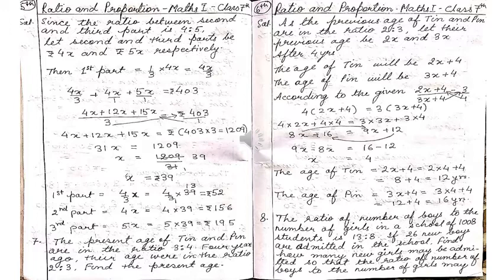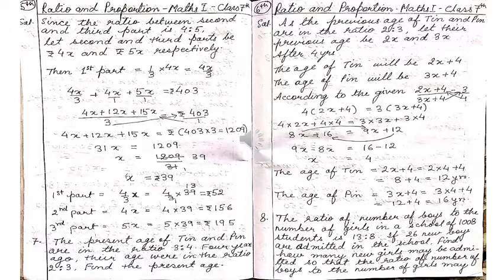Add all the parts, and the sum is already given here, 403. So you have already marked the ratios in x form. Like here, 4x upon 3 plus 4x plus 5x will together give you 403.